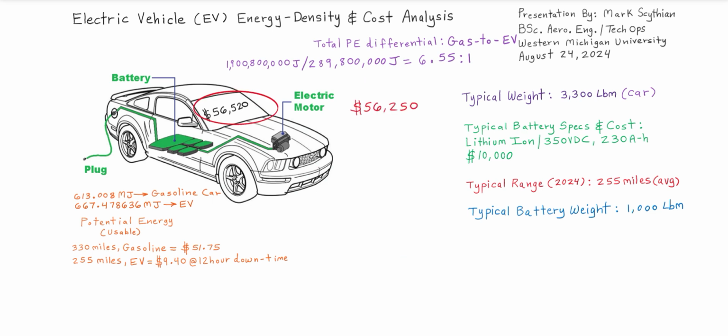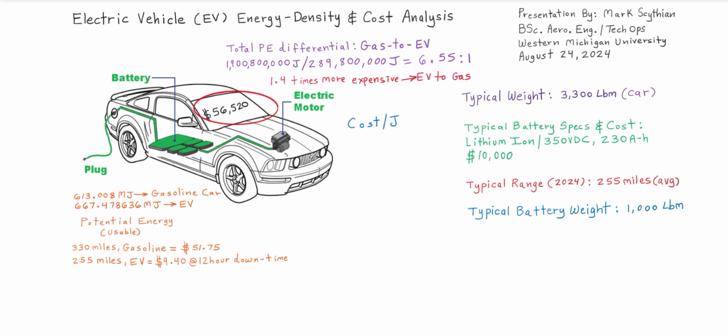So based on all of these 3 steps, we have the total PE differential across EV to gasoline. EV to gasoline is 6.55 to 1. If we go EV, then it's 1 to 6.55. So that just says the EV is 6.55 times more efficient than the gasoline automobile.